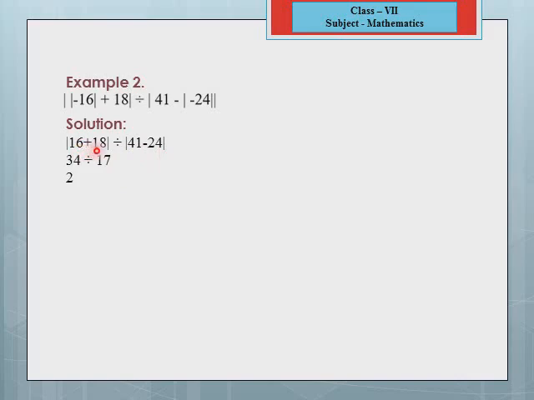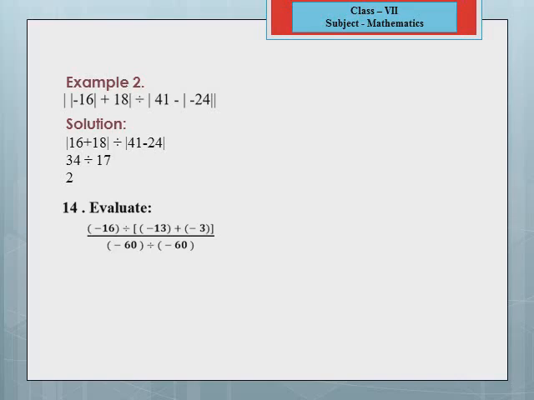Now see example number 2. Here the numbers are given in absolute form. So we have learned absolute value is the non-negative value. So absolute value of minus 16 will be 16. Absolute value of minus 24 will be 24. So we will get modulus 16 plus 18 divided by modulus of 41 minus 24. In the next step, we will get 16 plus 18 equals 34 divided by 41 minus 24, you will get 17. 34 divided by 17, you will get 2.